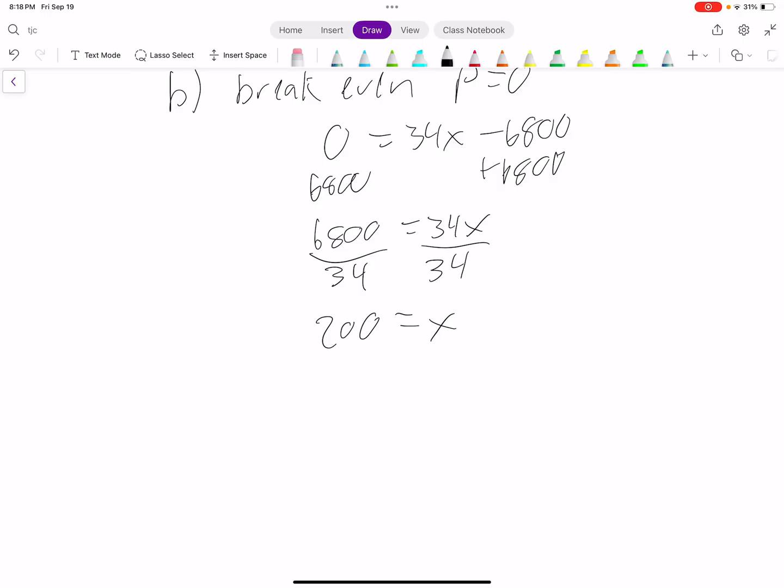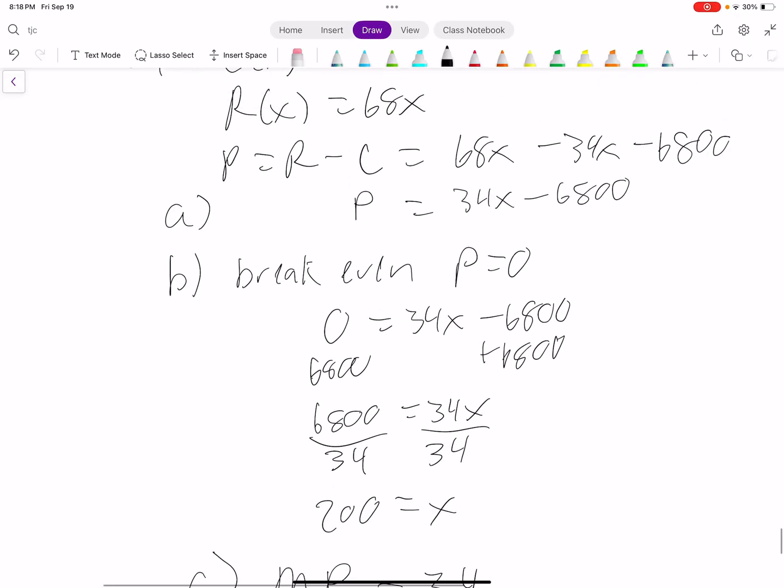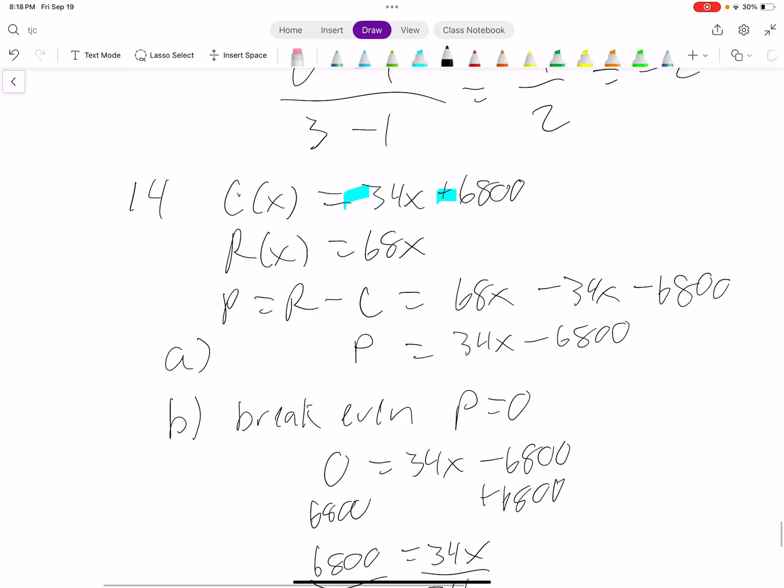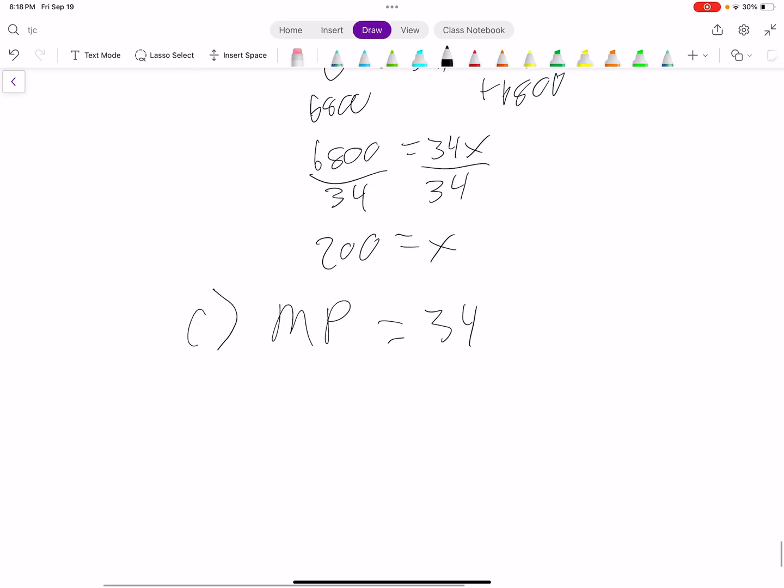And then C is find the marginal profit. The marginal profit is the coefficient on the x term of the profit equation. In that case, marginal profit is 34, because if you look up here in the profit function, here's the coefficient on the x term. That's all marginal profit is for you guys. Okay, so that's 14.